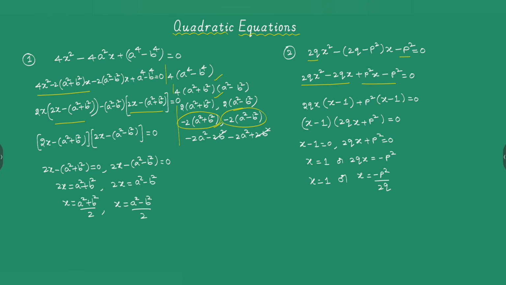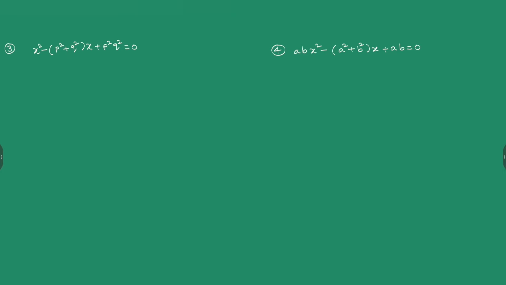Let's see the next one. Now let's see this third problem. Here also in the product we have p square and q square. Again in the middle term we have p square plus q square. So directly you can expand. Here it will become x square minus p square x minus q square x plus p square q square is equal to 0.